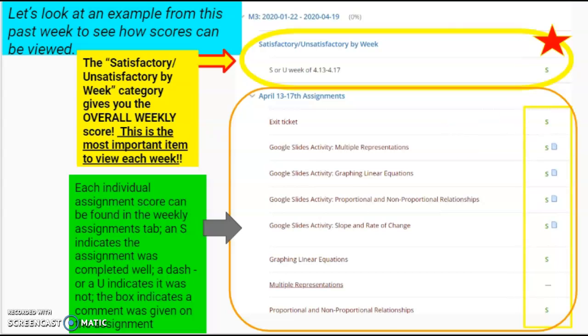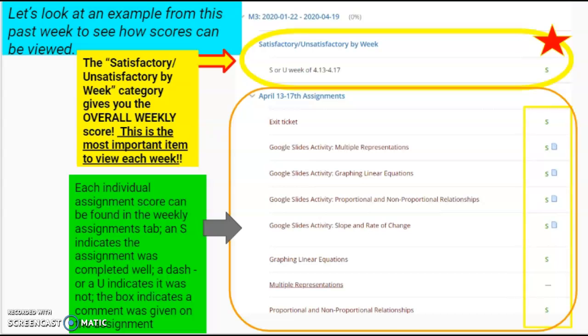Let's look at an example from this past week to see how scores can be viewed. You can look at your learner's marks from this past week also, which is marking period 3, FYI. The satisfactory, unsatisfactory category by week gives you the overall weekly score. This is the most important item for you to view each week. So you can see this learner earned an S or satisfactory.